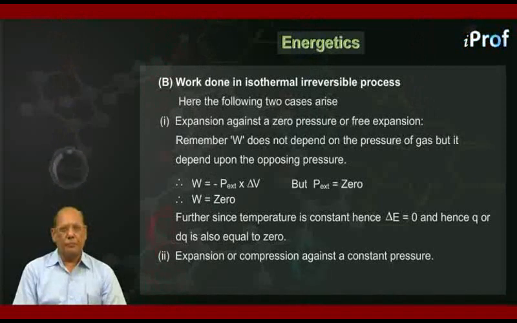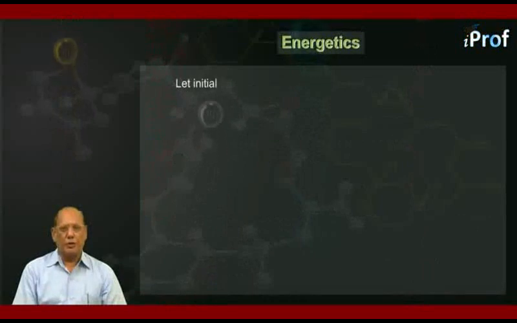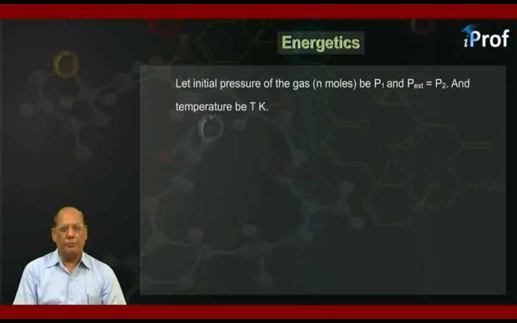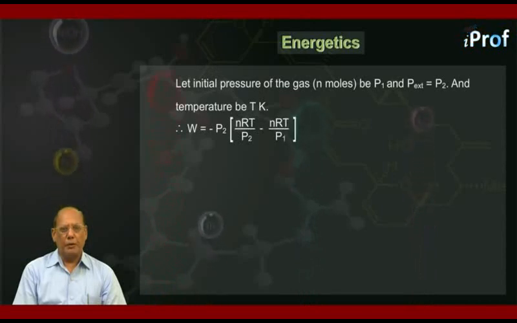Number 2, expansion or compression against a constant pressure. Using the formula W equal to minus P external into V2 minus V1. Let initial pressure of the gas n moles be P1 and P external equal to P2 and temperature be T Kelvin. Then W will be equal to minus P2 into nRT upon P2 minus nRT upon P1, and that's equal to minus nRT within bracket 1 minus P2 by P1.